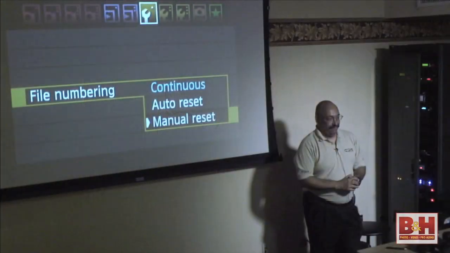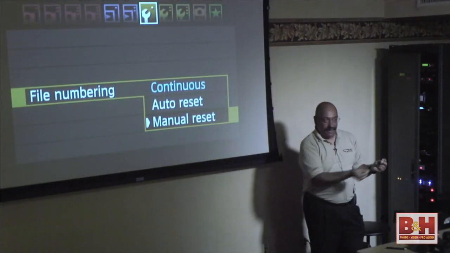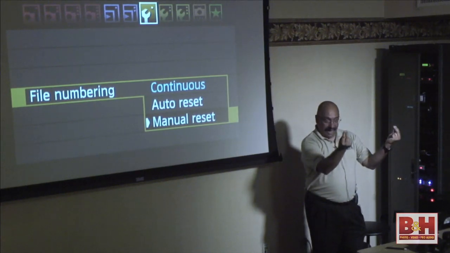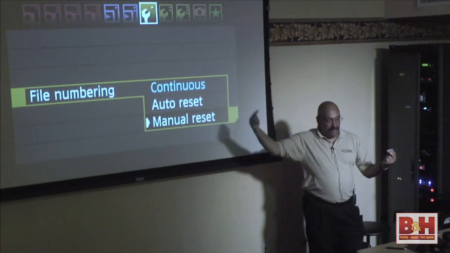So I could have been at 4569, 4570, 4571. If I put a card in and its last image was 8888, the camera looks at that and says, oh, that's higher. And if I don't format that card, the next shot I take is going to be 8889. That's the way continuous file numbering works. It just keeps adding one, and if you put a card in with images and you don't format it, whatever number is higher, it adds one to it and keeps on going.